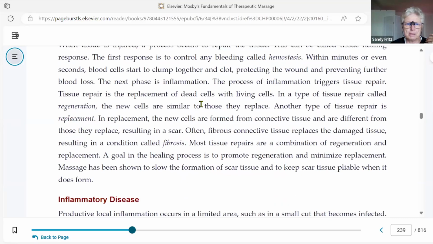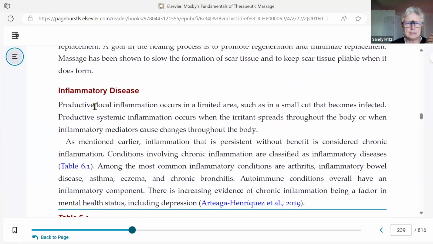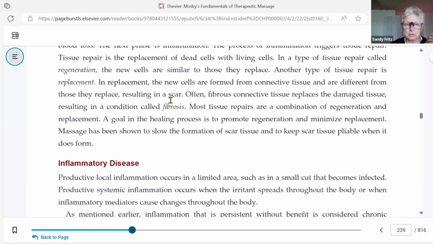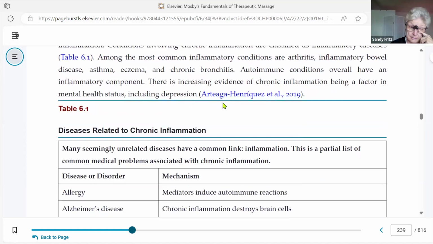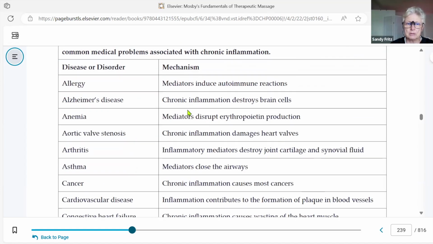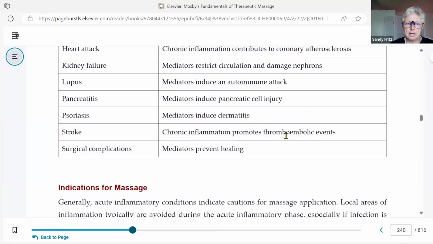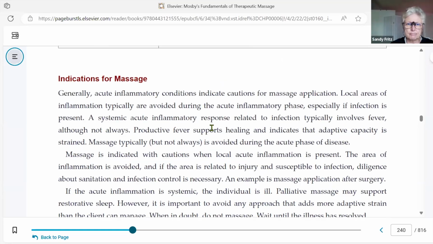If there is a chronic underlying inflammatory process, and stress will create kind of a subclinical inflammatory process. Here's information about tissue repair, which is an inflammatory process and a productive one. And then here we get into inflammatory disease and autoimmune conditions. Massage can help.